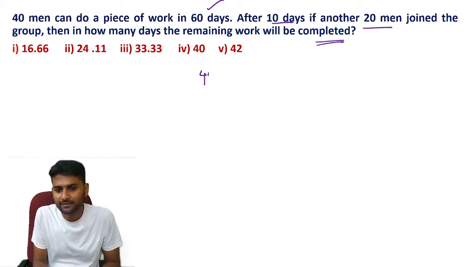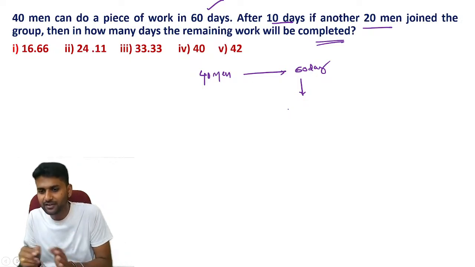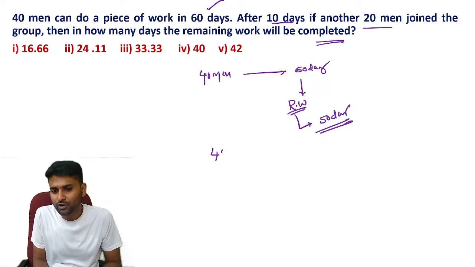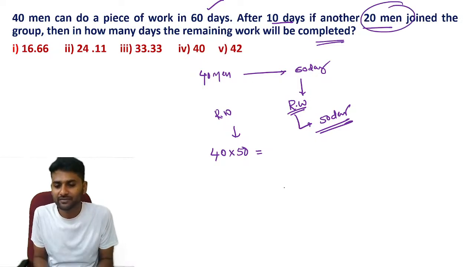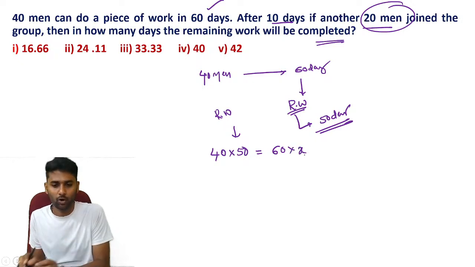First, the initial planning: 40 men are going to complete the work in 60 days. But it is clearly mentioned that after 10 days, how much work is left? 50 days of work is left. You have to understand this point. Now 50 days of work with 40 people is exactly the remaining work. Now for this remaining work, we are assigning 20 more men, so the total is 60 men, and they are going to complete it in how many days?